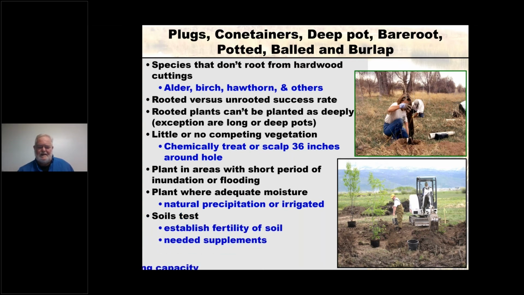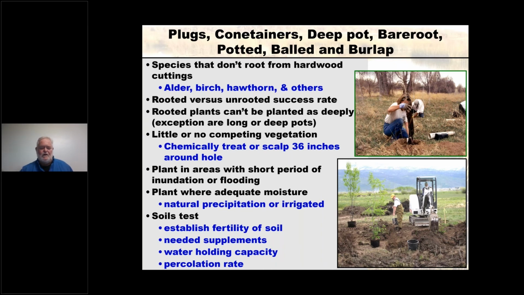Soils test, this is what I was talking about. The soils test is cheap and easy to do. Just take it into the cooperative extension agent and they can do one. It will give you what the fertility of the soil is. You may need to add some supplemental fertility, and that's just the way it happens sometimes, because the soil is missing a nutrient or macronutrient.